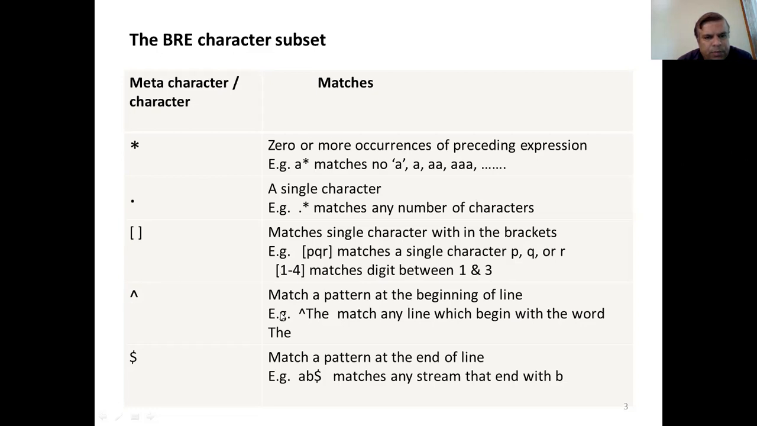Then the cap symbol. The cap character matches a pattern at the beginning of the line. Example, we have put a cap at the beginning of the word the. This pattern matches any line which begins with the word the. Then the dollar meta character matches a pattern at the end of the line. Say I want to match the lines that end with B. Say this is the string AB, and after AB we use the meta character dollar. Then this matches any string that ends with B.